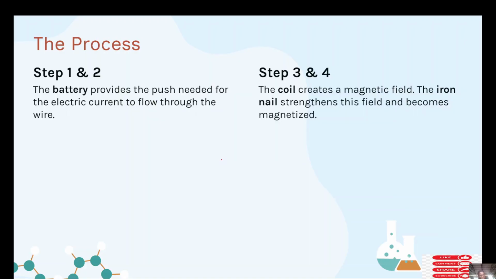Alright, so these are the steps you need to understand. The battery provides the push or the energy needed for the electric current to flow through the wire. Now after it flows through the wire, the coil then creates a magnetic field. And the iron nail strengthens this field and becomes what? Magnetized. And anytime you bring close any magnetic material, it gets attracted to the magnetized iron nail. I hope that is clear.